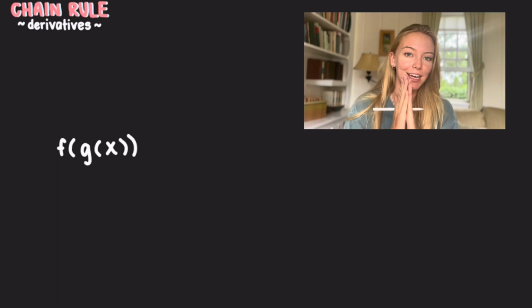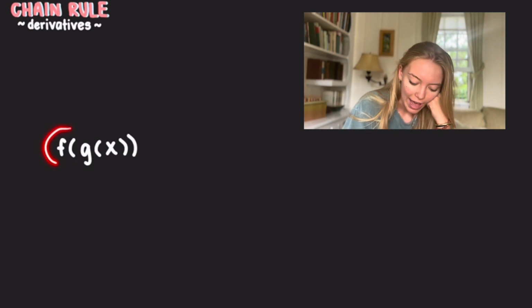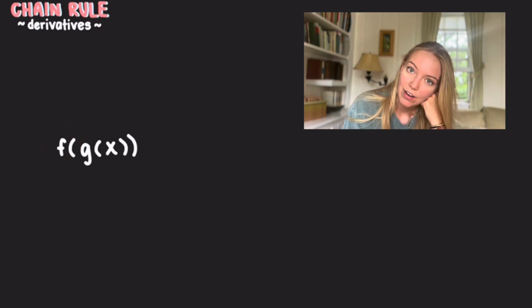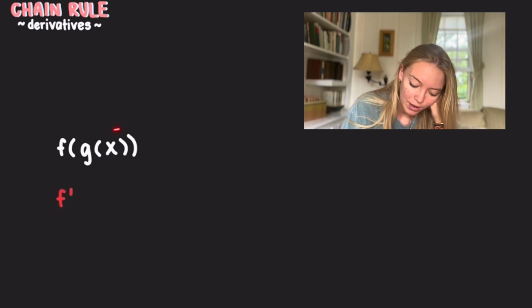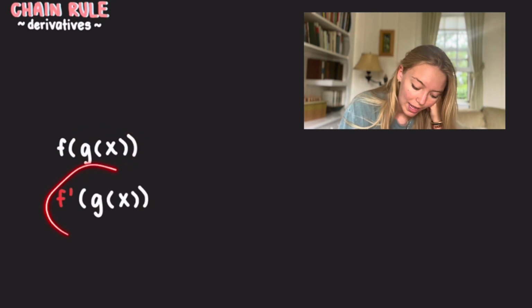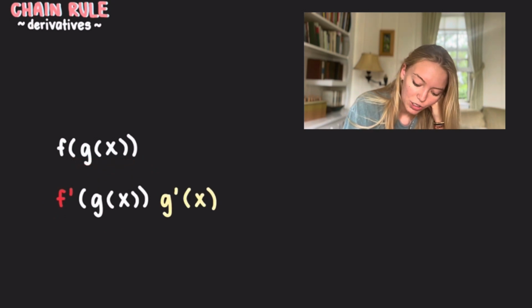So first step, identify the outside function. F is on the outside, that's the outside function. So we have to take the derivative of that, f prime, and then leave the inside the same, so f prime of g of x. But then we need to multiply this thing by the derivative of the inside function, so times g prime of x.